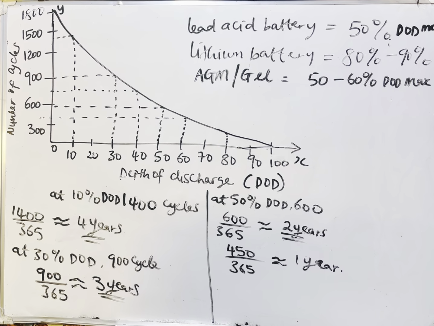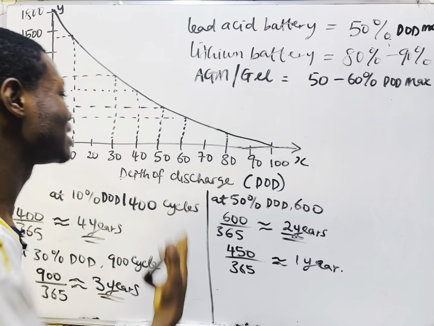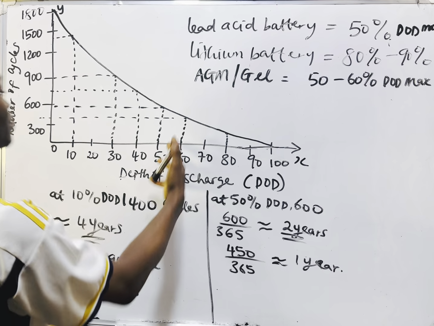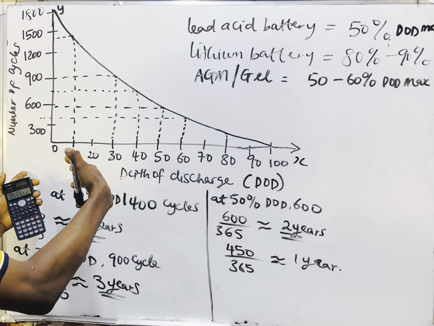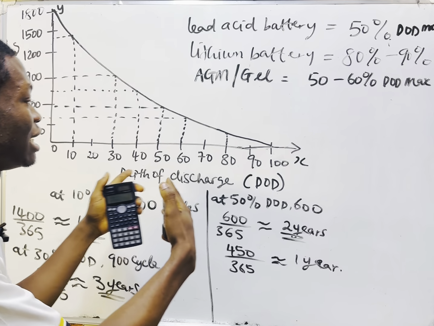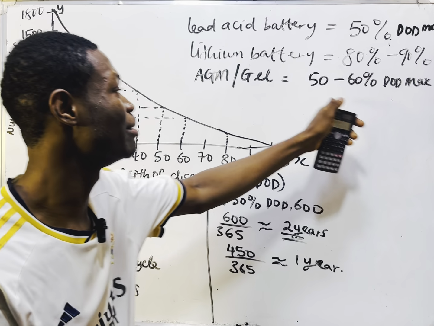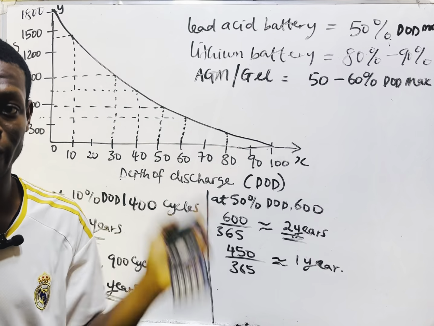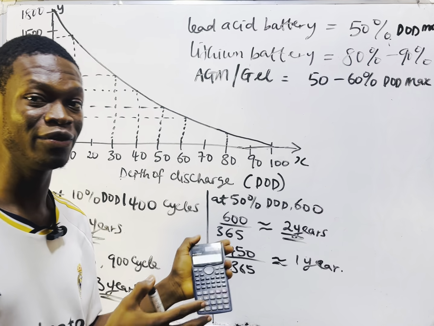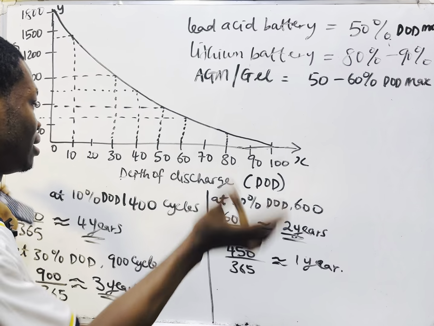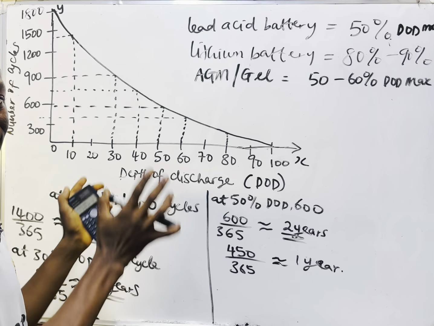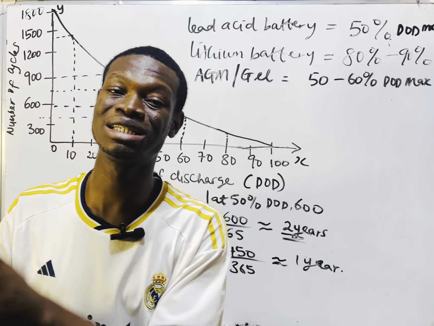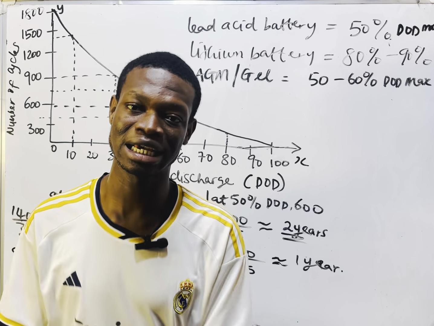You understand? All these things depend on the word cycle. I'm just using this to explain the cycle to you. It's not that an AGM battery at 60% DOD has 450 cycles. No, I'm just using it to explain this drawing for you. All of them have their respective cycles.